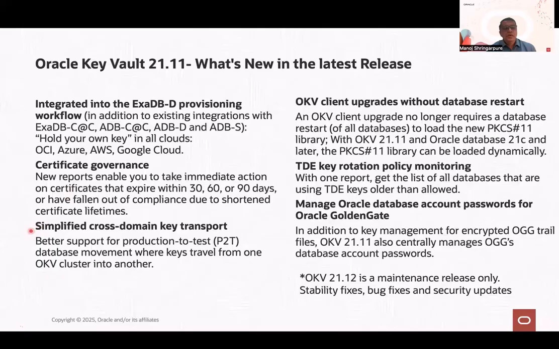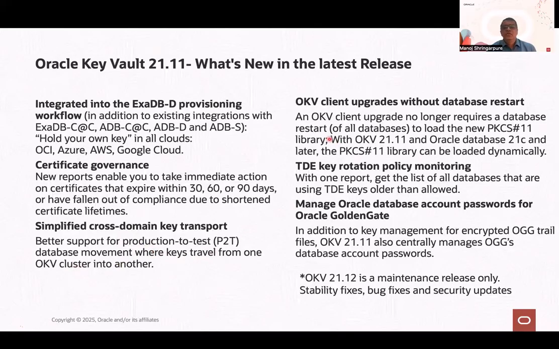Another key requirement was, I have an Oracle Key Vault, but due to network segregation, I cannot extend or add targets which are in another network zone or another network subnet to the Oracle Key Vault. But I need to transfer keys, right? Say production is in a different network zone, and your test is in a different network zone. So how do I copy the keys between these two environments? This is again simplified using cross-domain key transport.